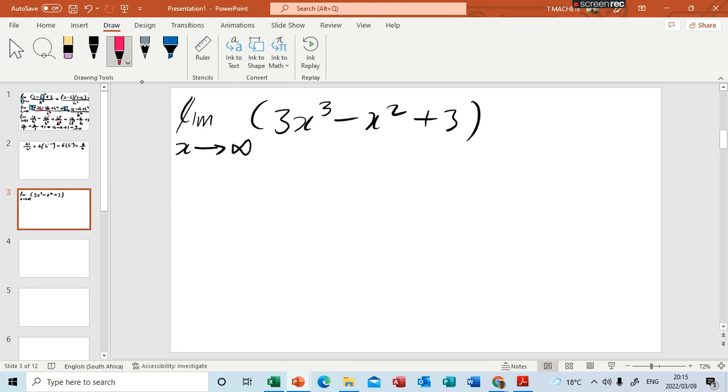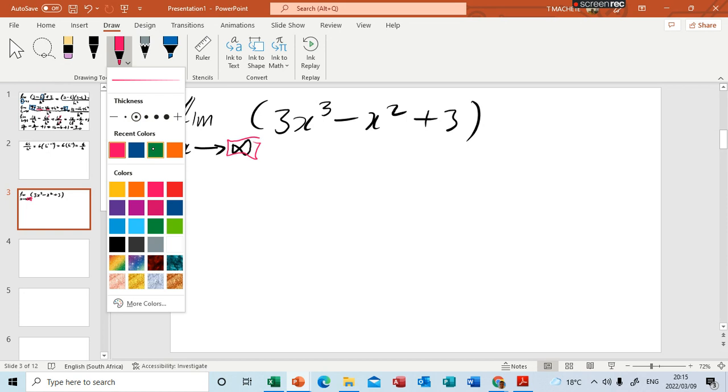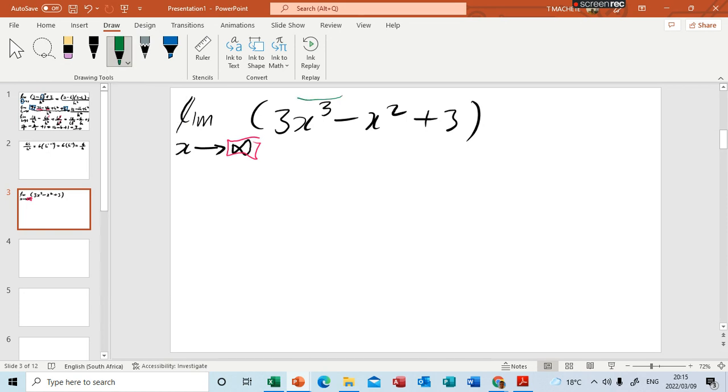The first thing that you do, this one is different from all the other ones that you are doing. If you see infinity, this is what you do. You take out your highest power. The highest power in this case is x cubed. So you're gonna make it a common factor. You factor it out basically. You open that bracket, you say x cubed outside, then you open the bracket inside.